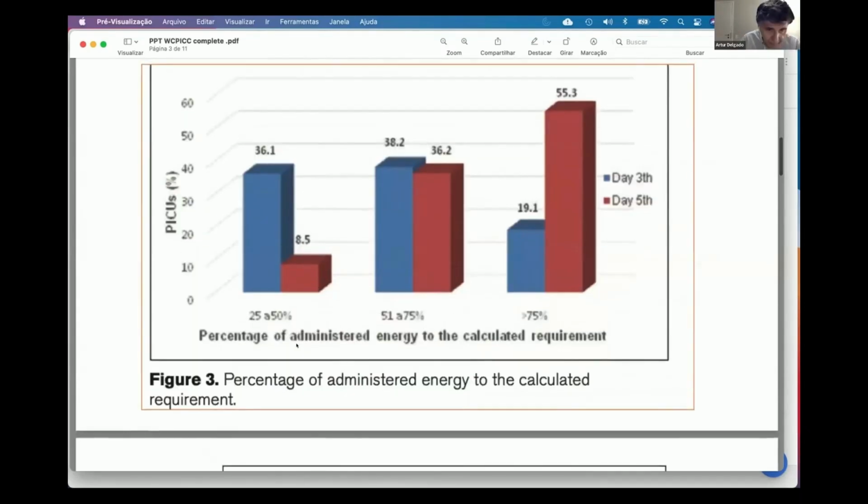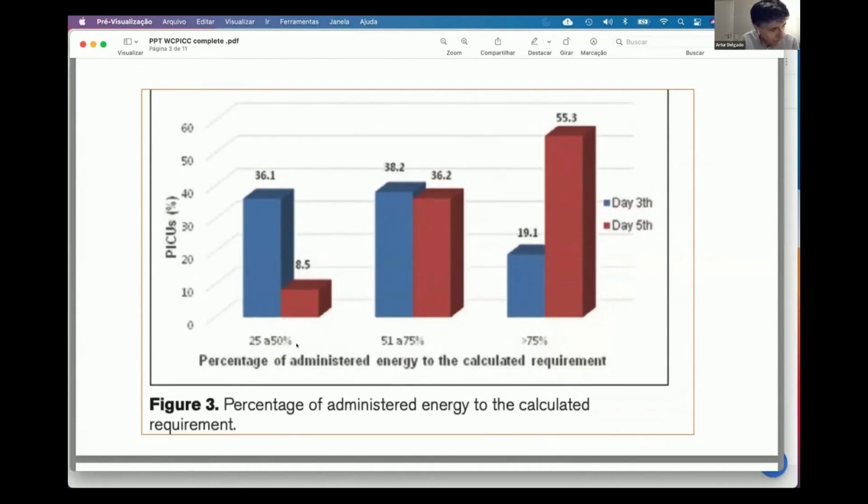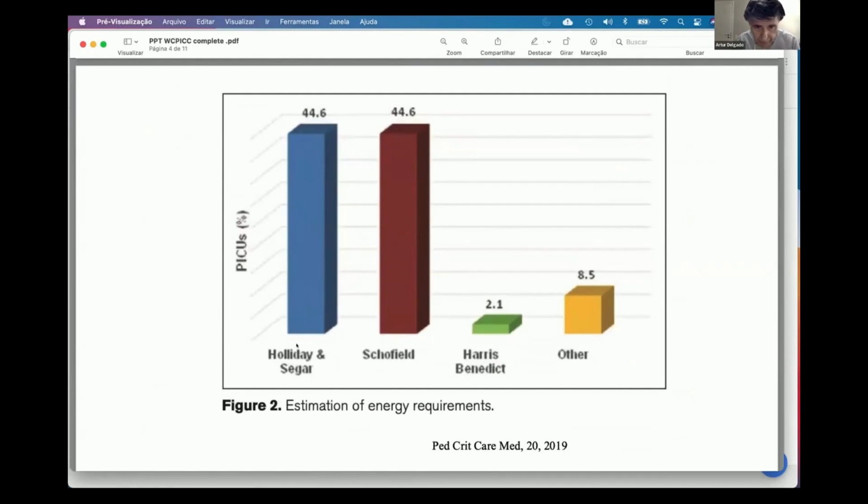At day 3 of initiation of nutritional support, 58% of pediatric intensive care units provided 50% of calculated energy requirements, and 91% at day 5. To estimate energy requirements, the majority of pediatric intensive care units used Holliday-Segar and Schofield equations. 97% of the pediatric intensive care units initiated enteral nutrition at 48 hours, 83% with gastric route. Preferential route is through continuous method.